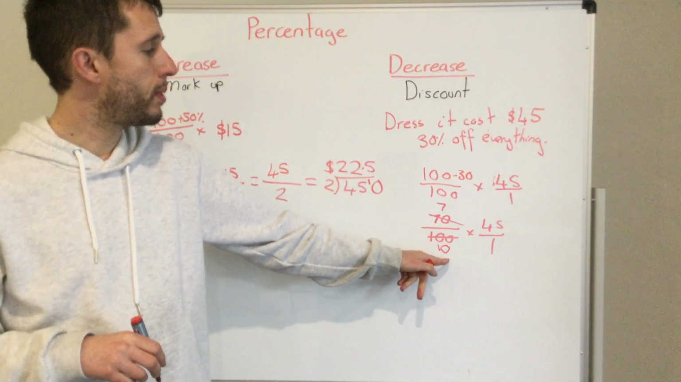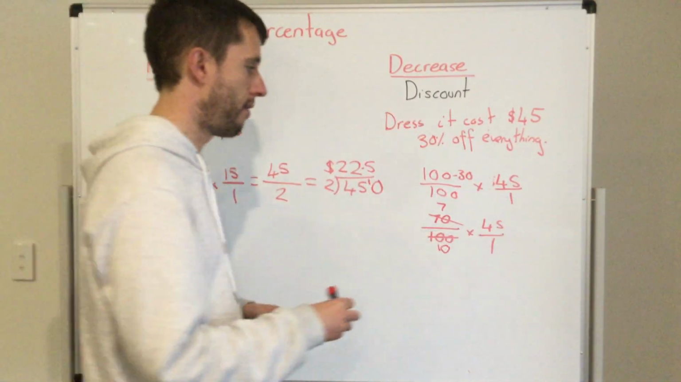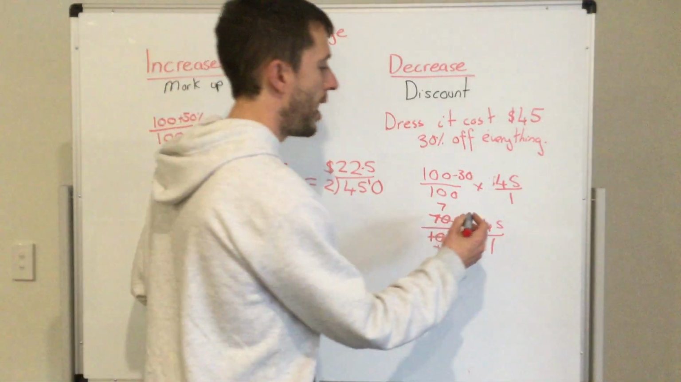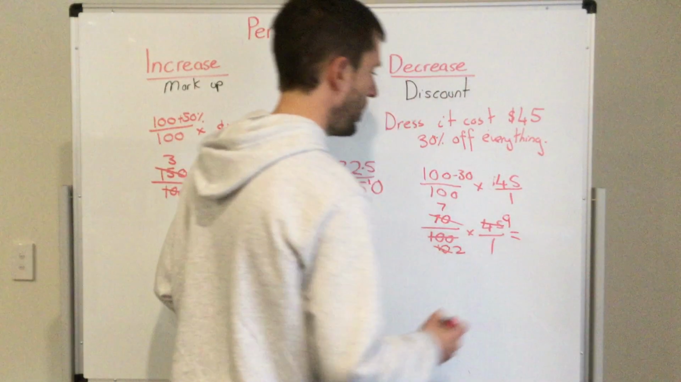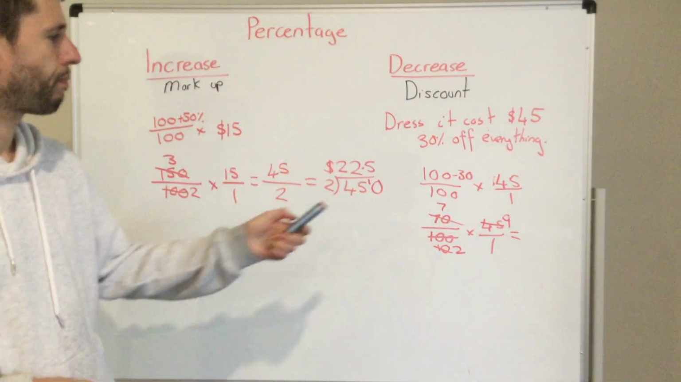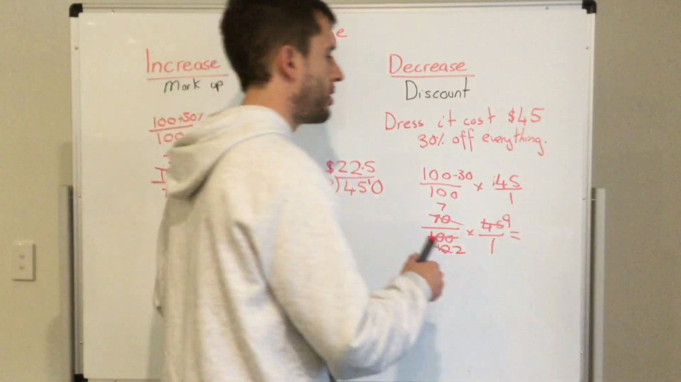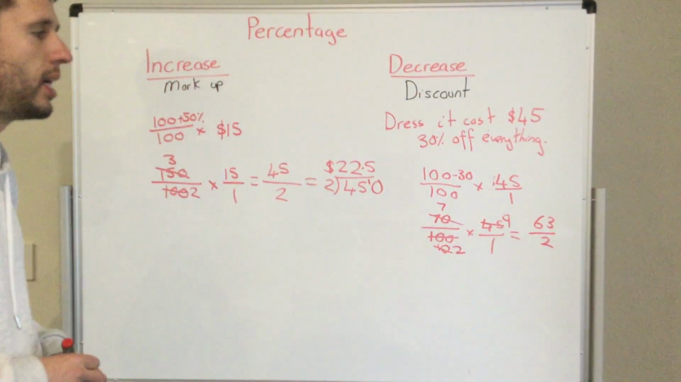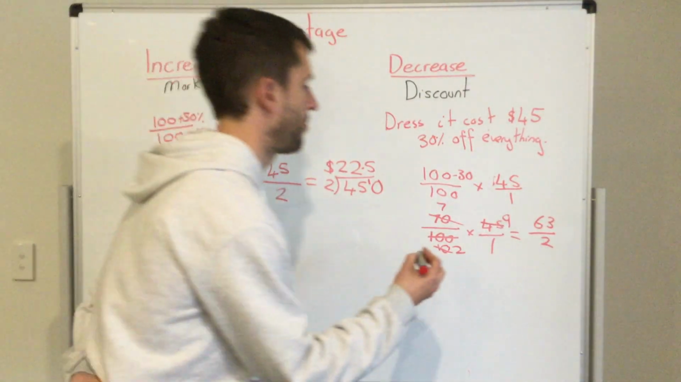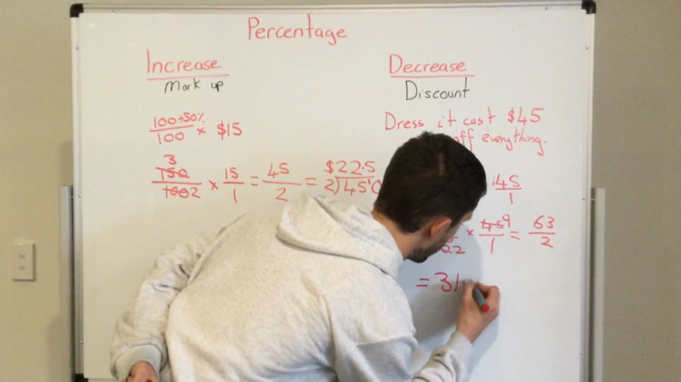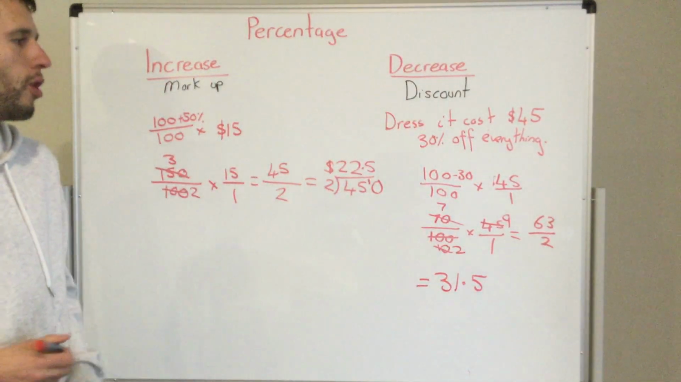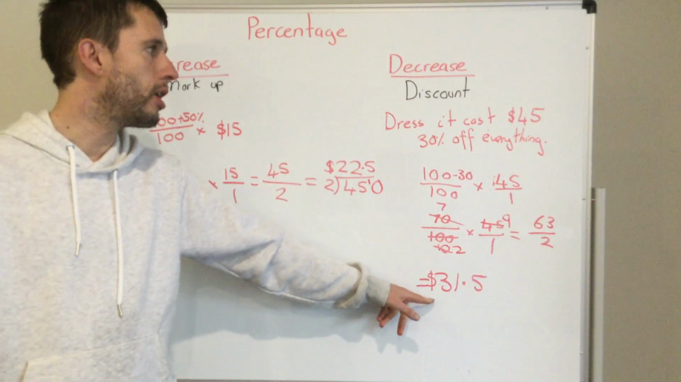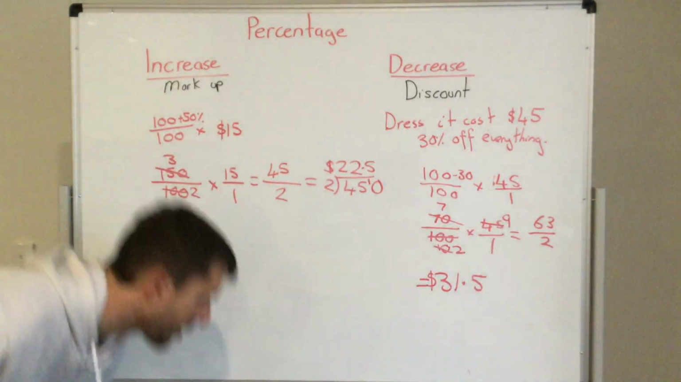So what's common between 10 and 45? They both have 5. How many 5s in 10? 2. How many 5s in 45? 9. Now it looks easier for me. So 7 times 9 equals 63. 1 times 2 equals 2. 63 divided by 2 equals 31.5. Make sure you put a dollar sign, because with a 30% discount, you are only paying $31.50.